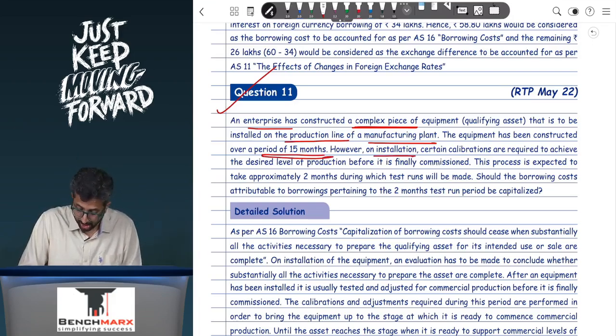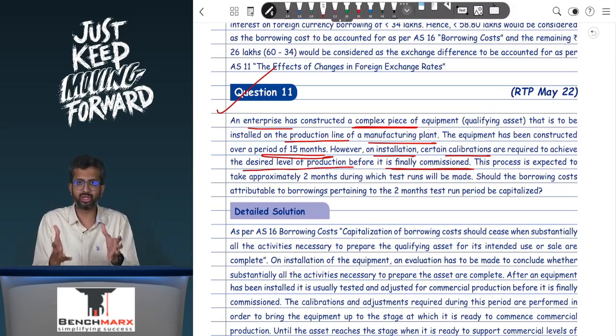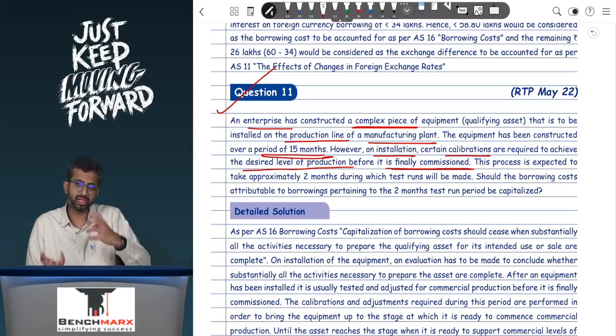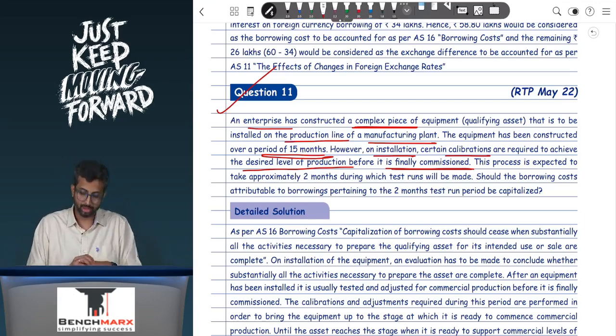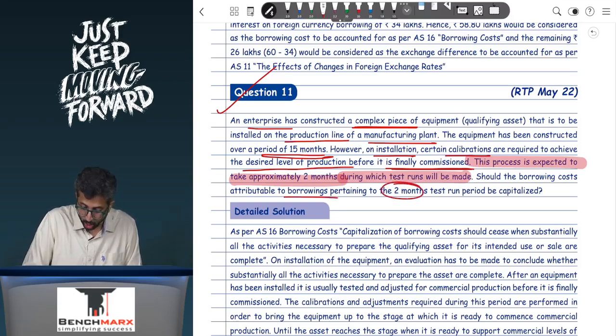However, on installation, certain calibrations, means adjustments, are required to achieve the desired level of production before it is finally commissioned. So maybe before we can say the missile is ready for use, it may take 15 months for the missile to be made, but then that missile has to be properly fit into the aircraft. This process is expected to take another 2 months, during which test runs will be made. Should the borrowing cost attributable to borrowing pertaining to those 2 months be capitalized?